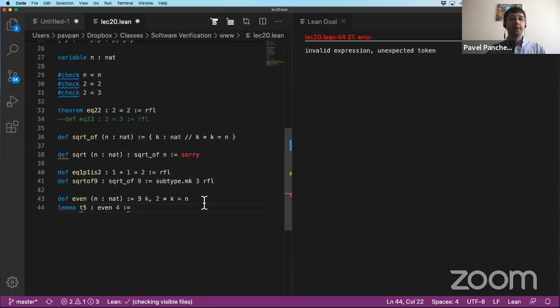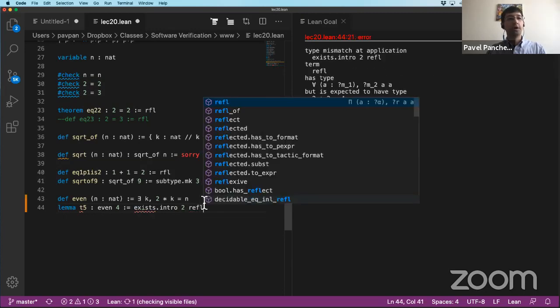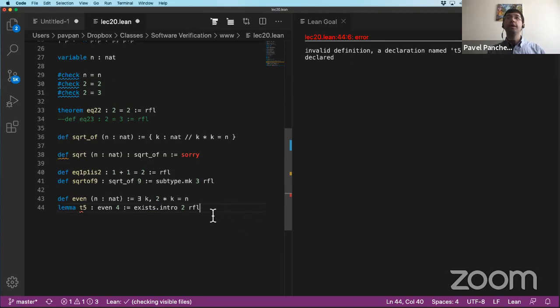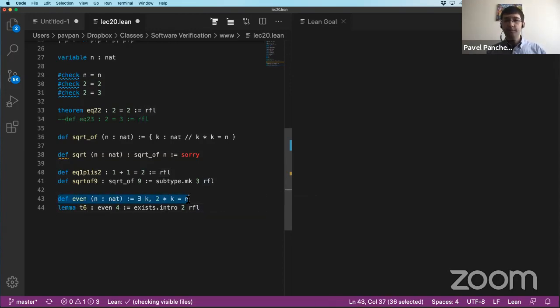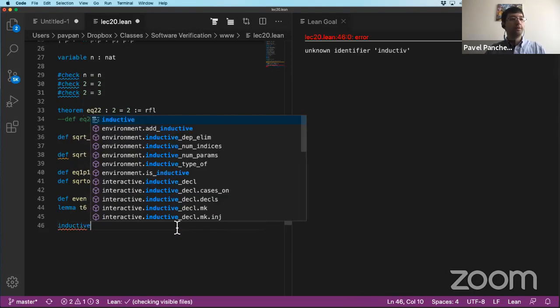And my proof of that will be something like, consider 2. 2 times 2 is 4. So that is my proof. And that's one way to write down this proposition. But a different way to write down this proposition is to write it down as some kind of recursive computation. And in Lean, if we want to write down a recursive function that is a proposition, what we use is what's called an inductive type.